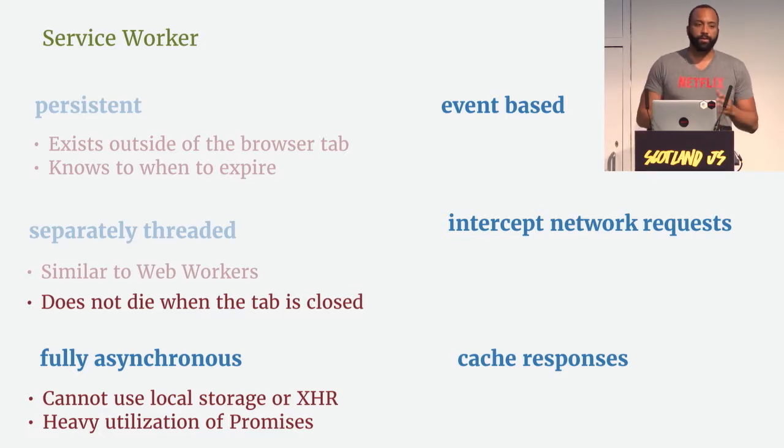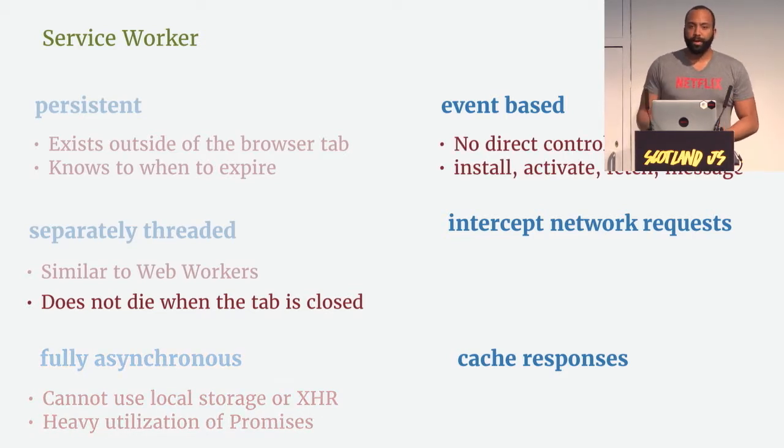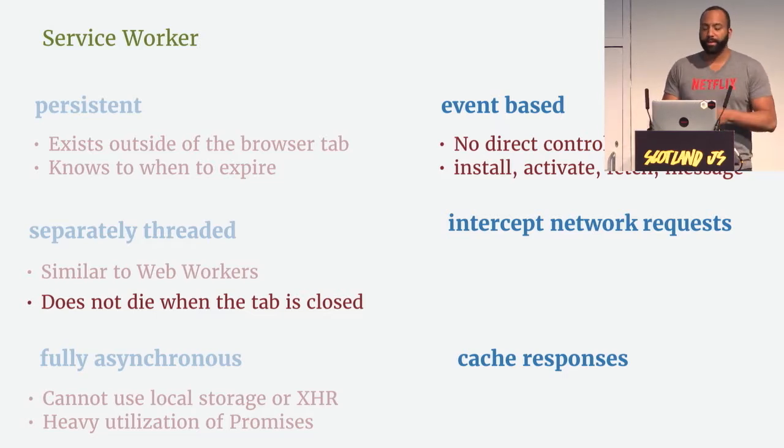But you have to know promises and know service workers. Service worker is event-based. Just like a web worker, you can't control it from the main thread. I can't create a function or method in a service worker and call it from the UI thread. And it uses four main events: install, activate, fetch, and post message.